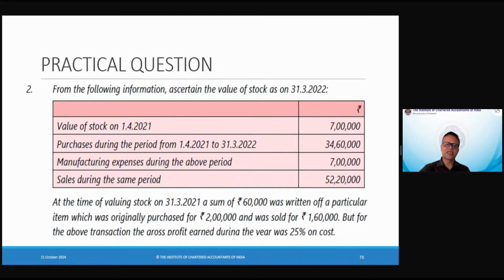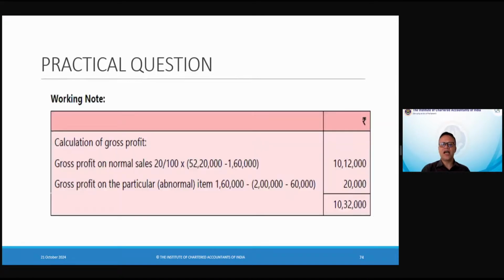But in the above transaction, the gross profit earned during the year, at that particular time when the gross profit was earned, it was 25% on cost. That means for normal sales it was 25% on cost, but actually you here got an abnormal profit also. So if you see here it is 20 by 100 gross profit on normal sales into sales 52 lakh 20, you deducted 1,60,000 because that sale is not included in this sales, it has to be included separately. So you got the gross profit of 20,000 on this abnormal item. So this is added so that you get a total gross profit including the normal sales and the abnormal profit.